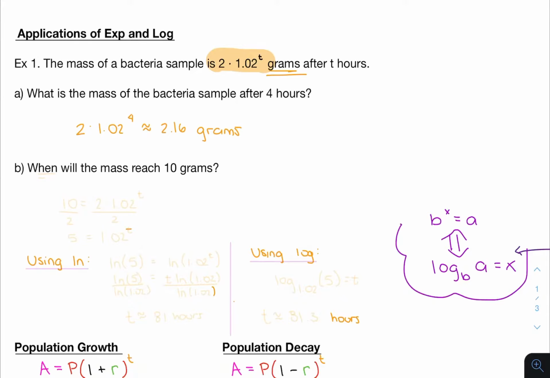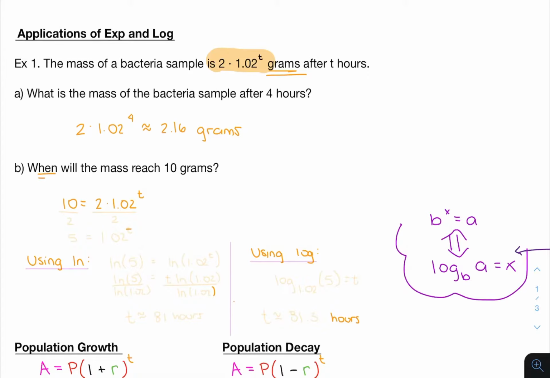Okay, so now let's talk about when the mass will reach 10 grams. Since it's asking about when it will happen, that means we're looking for time. So we're actually looking for t now, which means we plug in our 10. We know that it has 10 grams, and that's equal to 2 times 1.02 to the t power. This part tells us how many grams it is, and we know that it is 10 grams, so we want to solve for t.